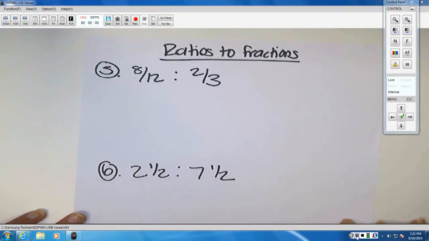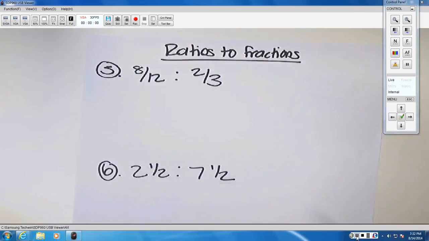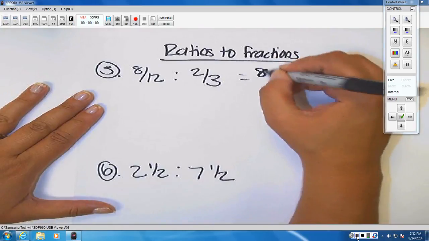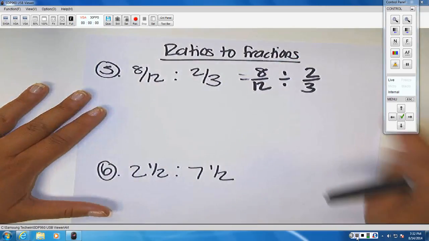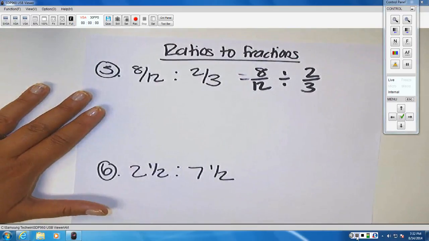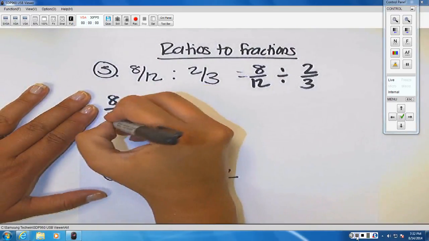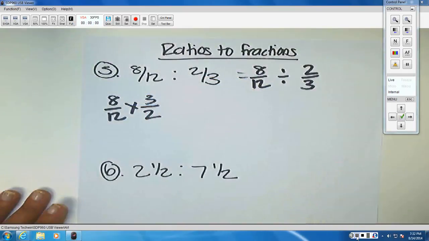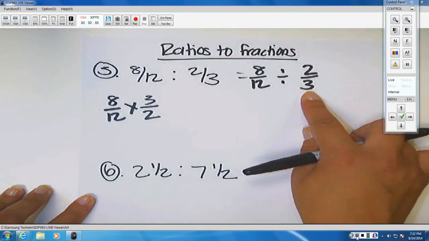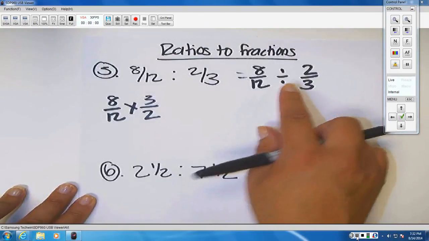Okay, so here we have 8/12 is to 2/3. So we have 2 fractions as our ratio. So we're just going to divide them by each other. So let's set that up. It'll be 8/12 divided by 2/3. We're going to take this fraction and flip it. 8/12 times 3 halves. So we flipped that second fraction so we can turn our division problem into a multiplication problem.